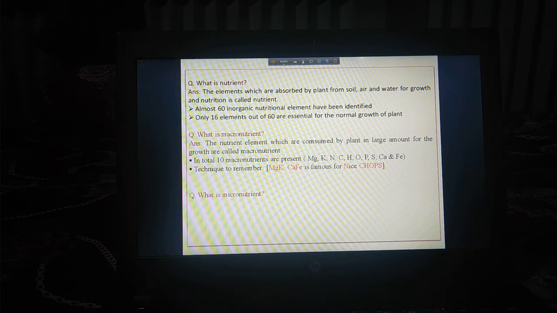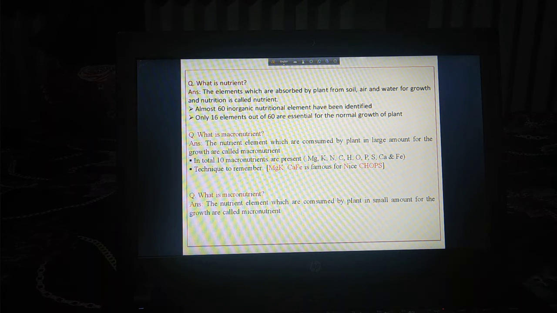Now what is micronutrient? Micro means small. So the nutrient elements which are consumed by plant in small amounts for the growth are called micronutrients. How many micronutrients are required for the normal growth of plant? Only 6. What are the names? Zinc, manganese, molybdenum, boron, copper and chlorine.